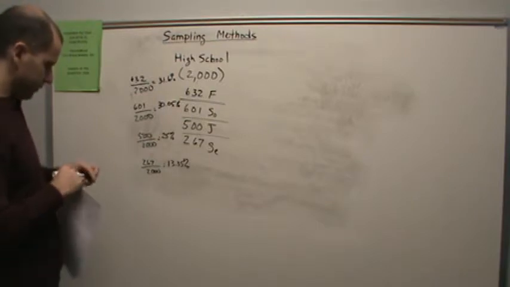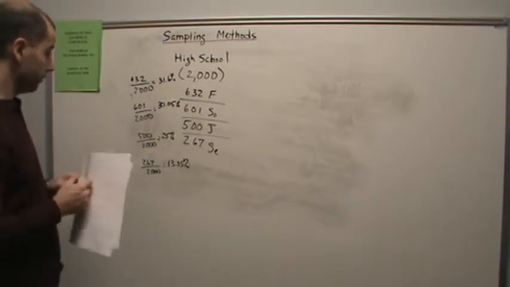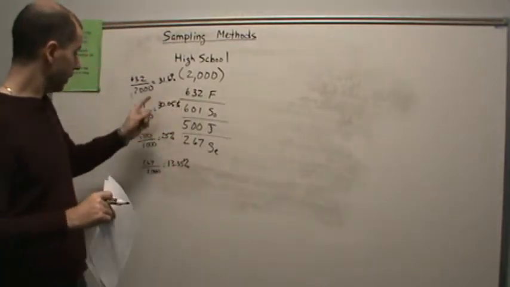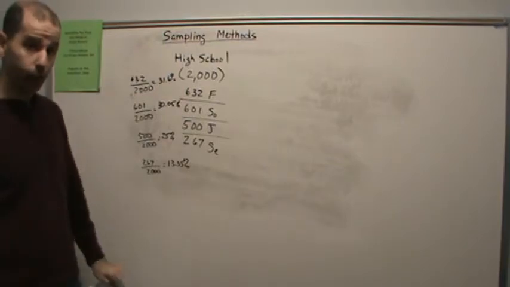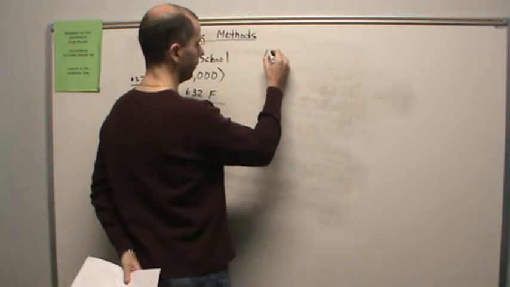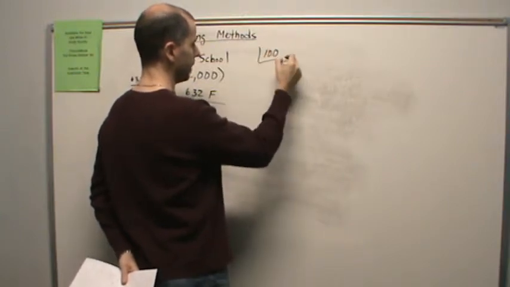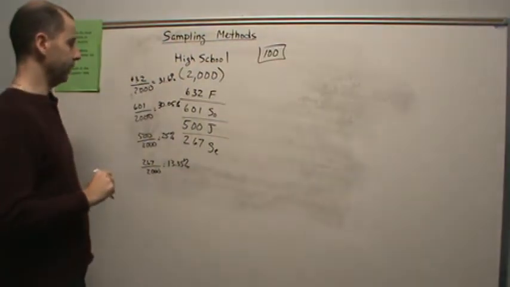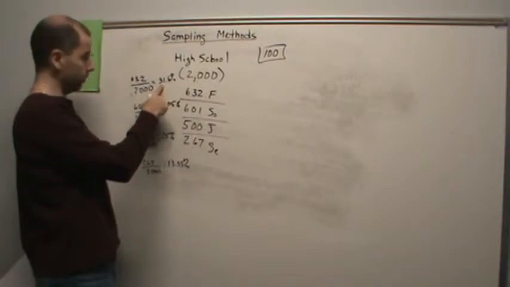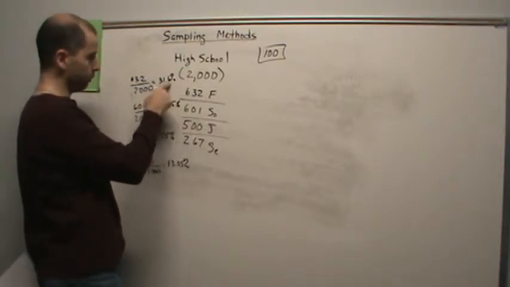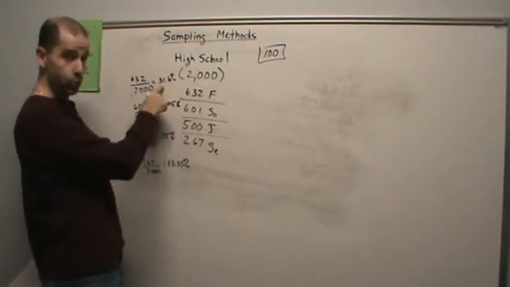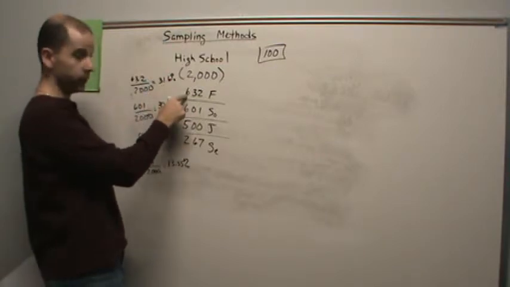So now that we have the percentages, we want to make sure that we select the right numbers that correspond to these percentages. Well, how are we going to do that? Let's say we want 100 people. We want a sample size of 100, okay? Well, what does that mean? It means that approximately 31 people should come from the freshmen because it's 31.6%. So I used 100 just to make it easy. So 31.6, or about 32 students, should be selected from the freshmen.